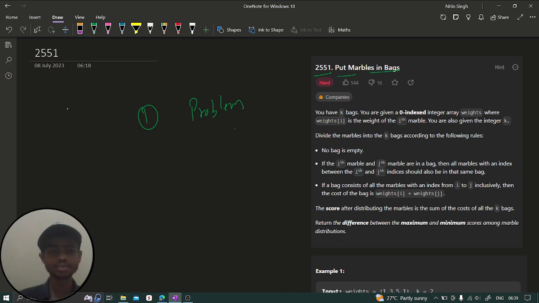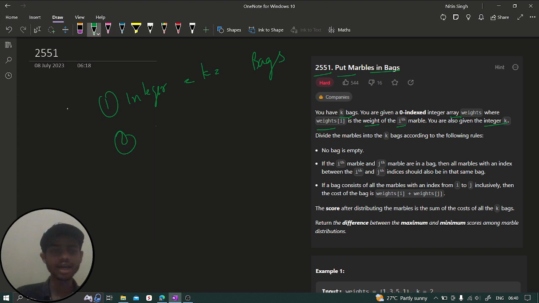Fine guys, now let's see what this problem says. So the problem says you have k bags. We are given k bags. You are given a zero-indexed integer array weights, where weights[i] is the weight of the ith marble, and you are also given an integer k. That means nothing but the number of bags. So guys, two things are given. The first thing is an integer, that is k, which is the total number of bags.